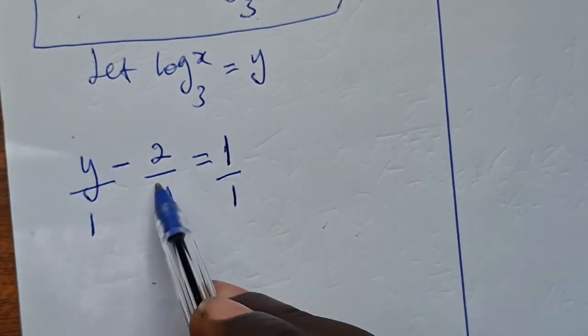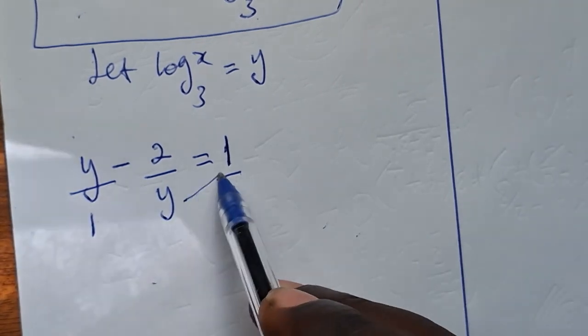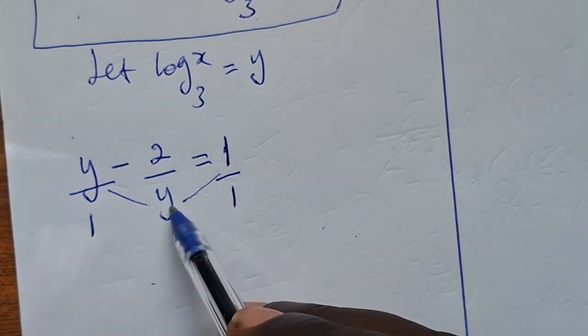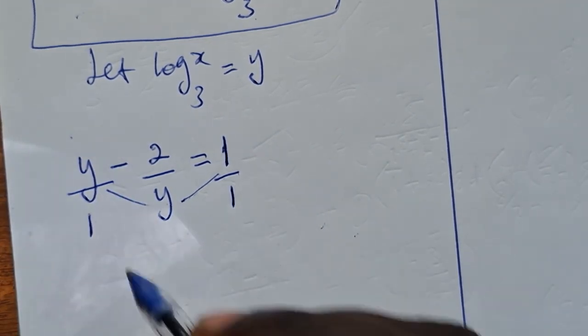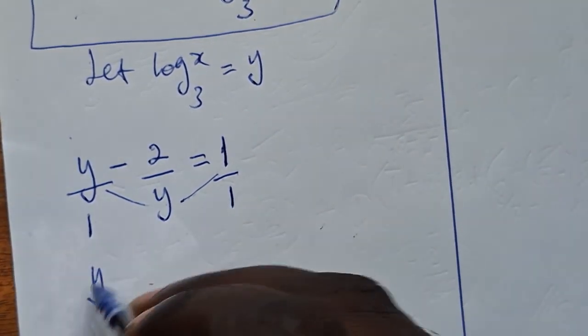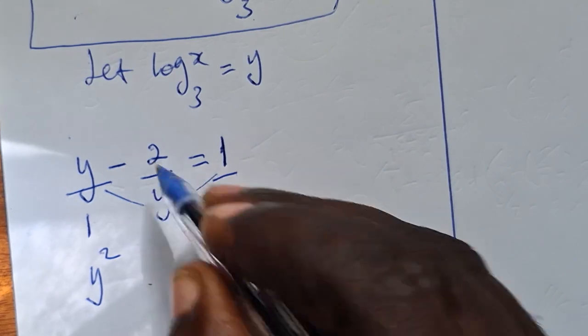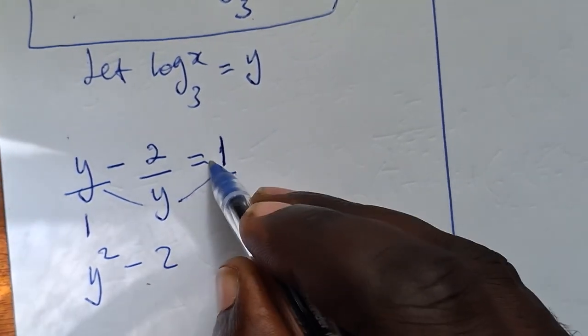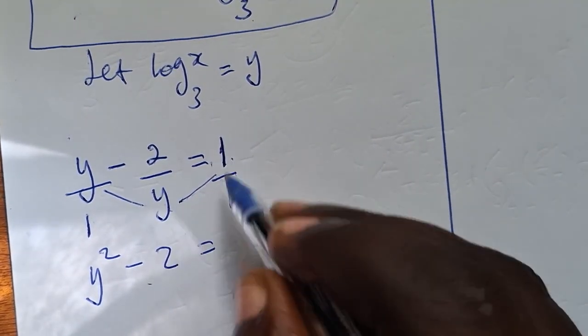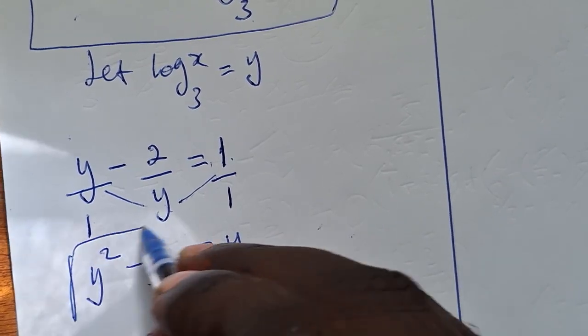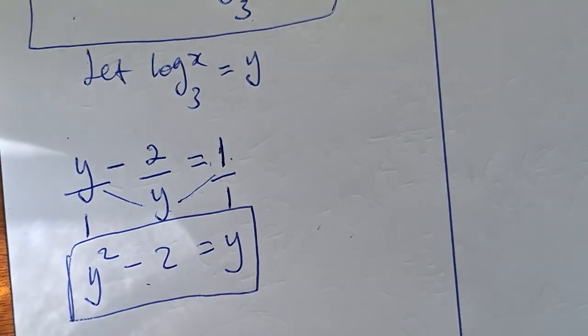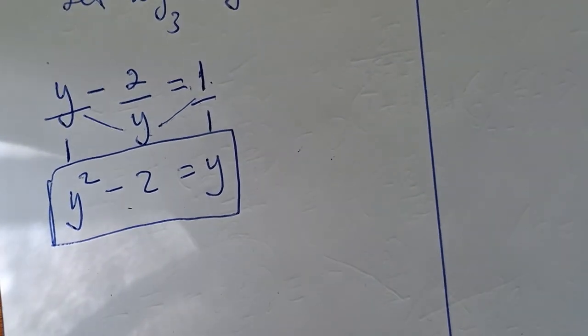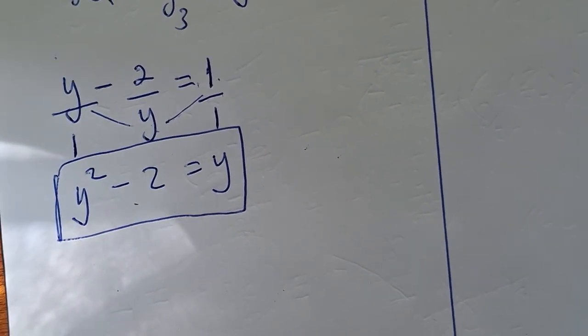To clear this y down here, we cross multiply on both sides. So y times y gives us y squared. y squared minus 2 is equal to y times 1, which is y. So we now have this simple expression: y squared minus 2 is equal to y.